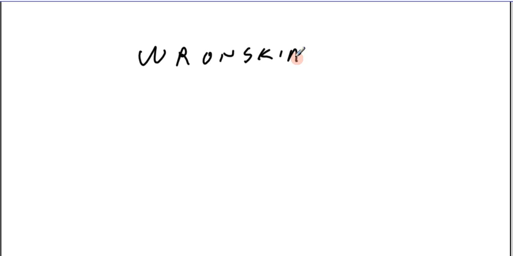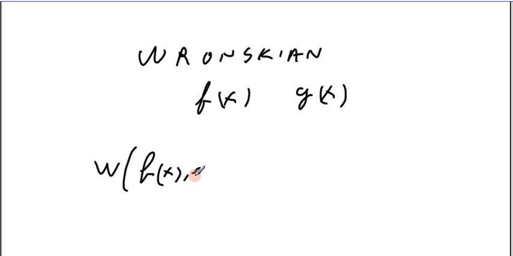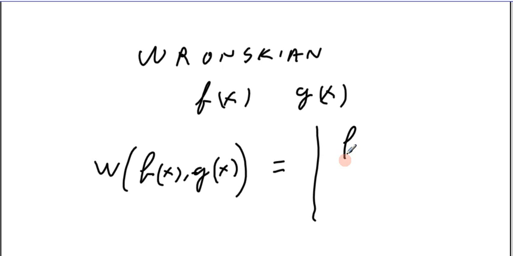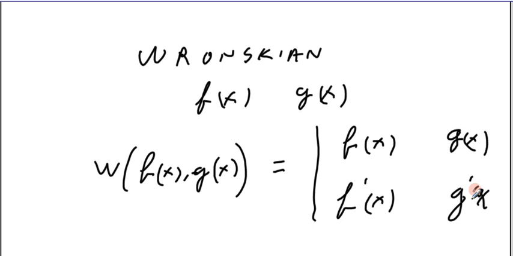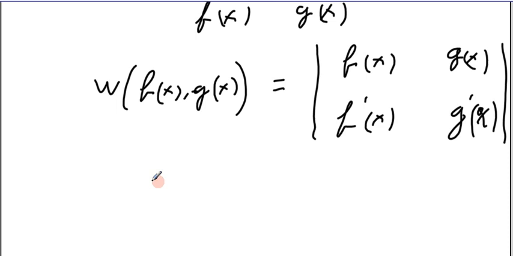If I have functions f of x and g of x, the Wronskian of f of x, g of x is going to be the determinant with rows f of x, g of x, and f prime of x, g prime of x. When that Wronskian is equal to zero, then I'm linearly dependent. And when the Wronskian is not equal to zero, then I'm linearly independent.